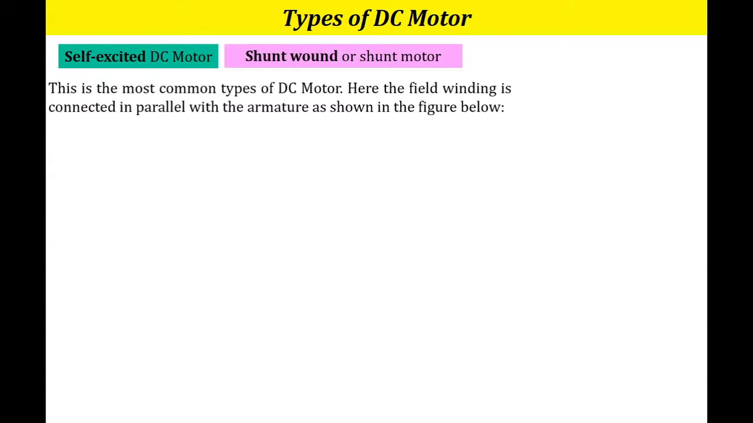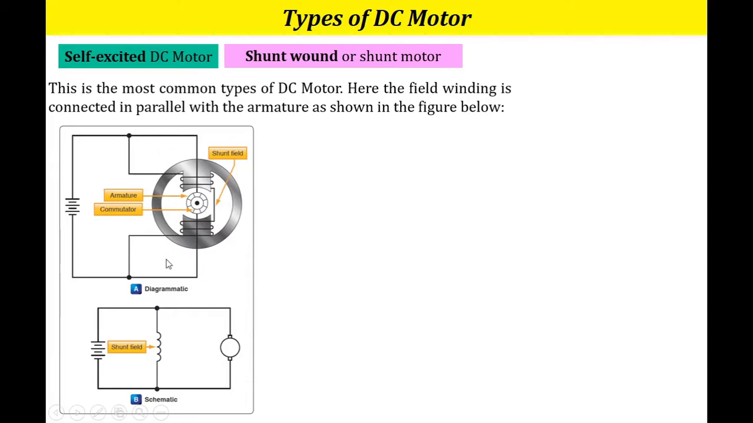Now let's discuss first the self-excited DC motor, that is shunt wound or shunt motor. Now what is a shunt wound motor? This is the most common type of DC motor that we use in our day-to-day life. Here the field winding is connected in parallel with the armature. So this is the figure. Here you will observe that this is the source.